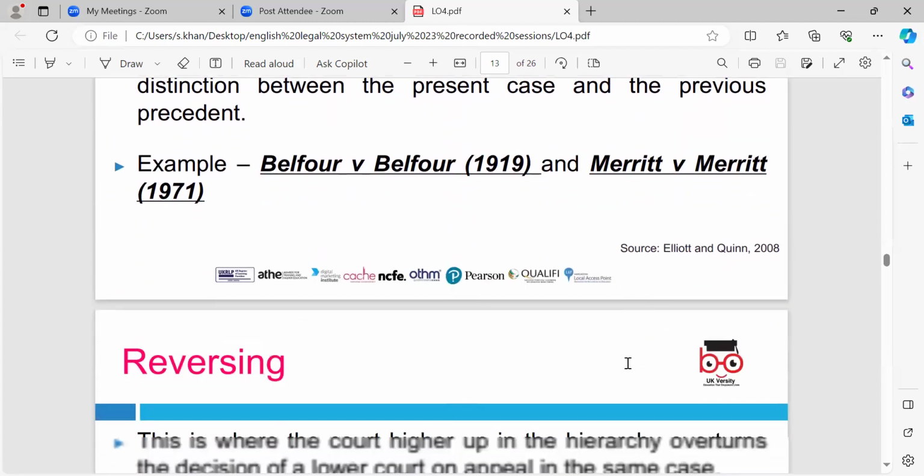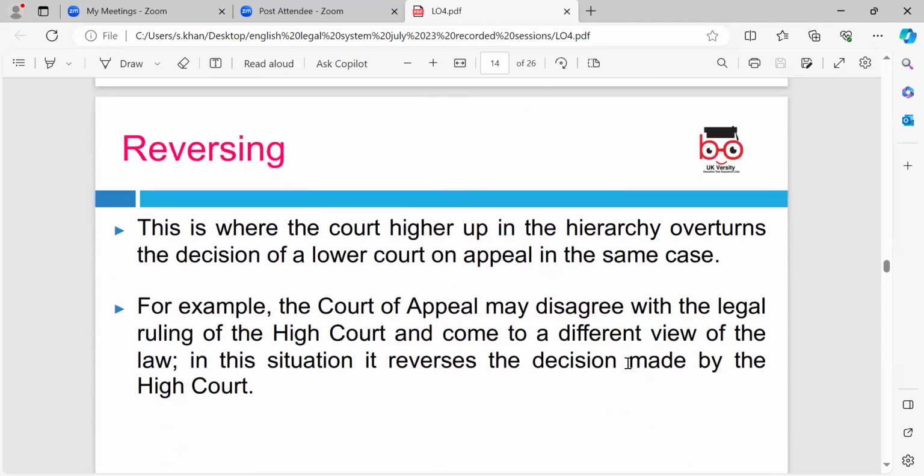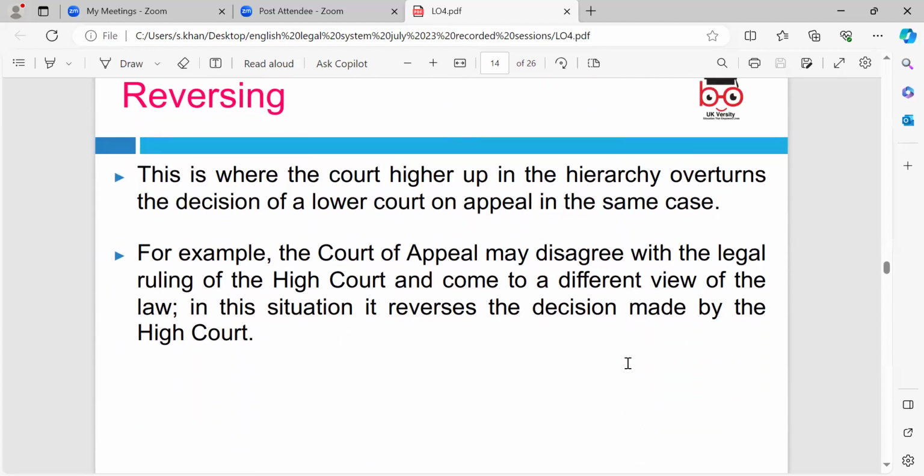So now we're going on to reversing, and this is where the court higher up the hierarchy overturns the decision of a lower court on appeal in the same case. For example, the Court of Appeal may disagree with the legal ruling of the High Court and come to a different view of the law. In this situation, it reverses the decision made by the High Court. So reversing is overturning, as we mentioned, by a higher court. The appeal court will then maybe substitute its own decision.